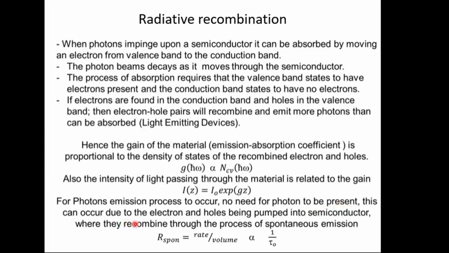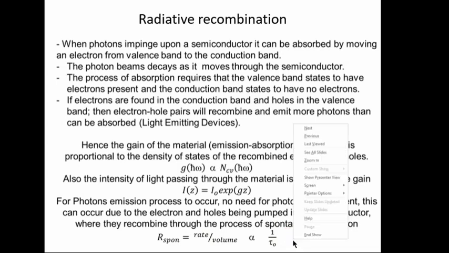Now we said for photons emission process to occur, no need for photons to be present. This can occur due to the electron and hole being pumped into semiconductor, where they recombine through the process of spontaneous emission. So now we said, what do we mean by spontaneous emission? It's the rate per unit volume, which is proportional to 1 over the relaxation time.